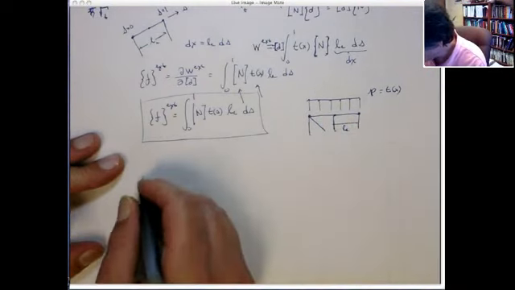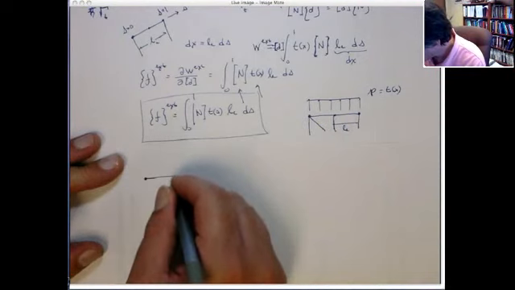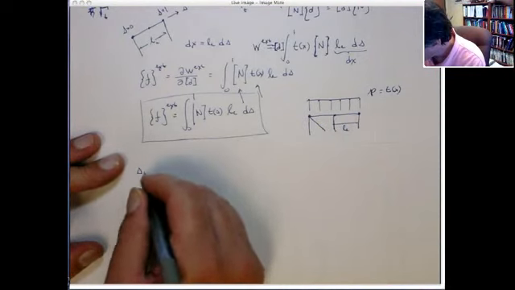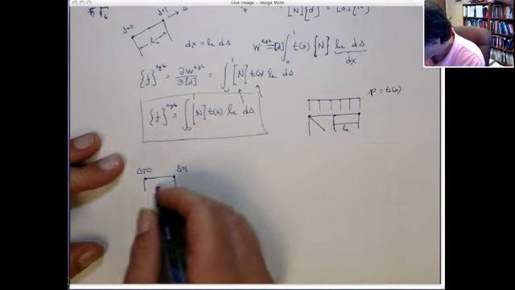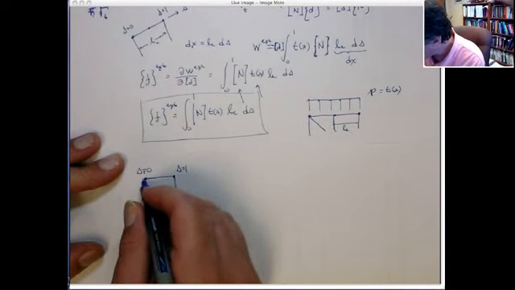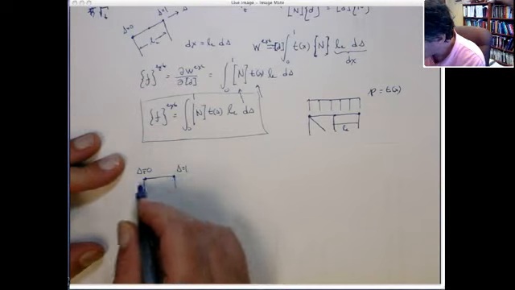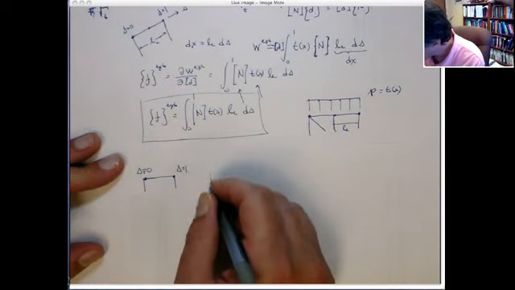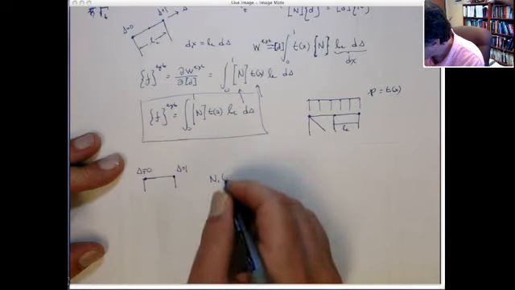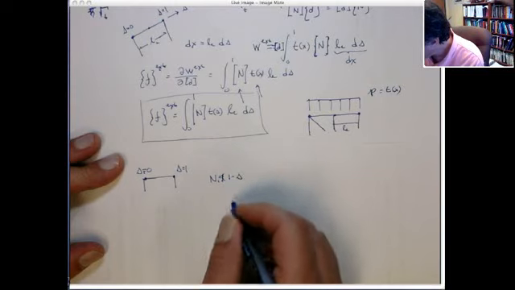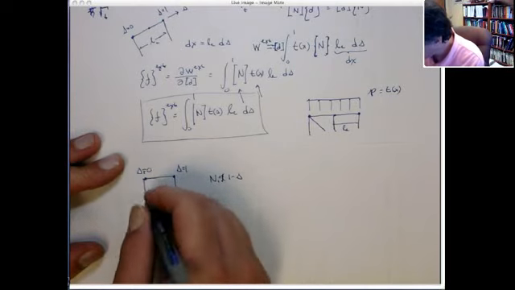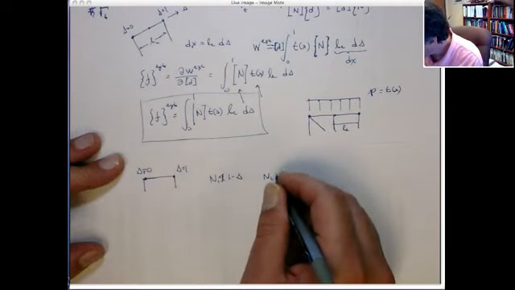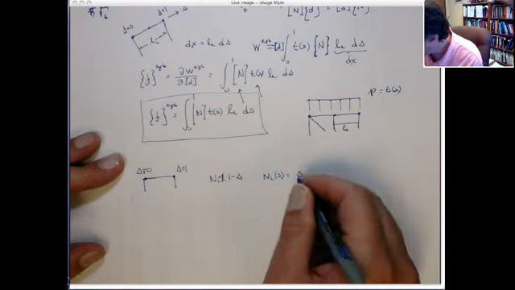So let's put in the shape functions, right? So if we have an element here, it's going from S equal 0 to S equal 1, all right? I can write the shape functions on this edge. The interpolation with respect to S is just going to be N1 is equal to 1 minus S. If S is 0, we get a value of 1. If S is 1, it goes to 0. And then N2 of S is going to just simply be S.